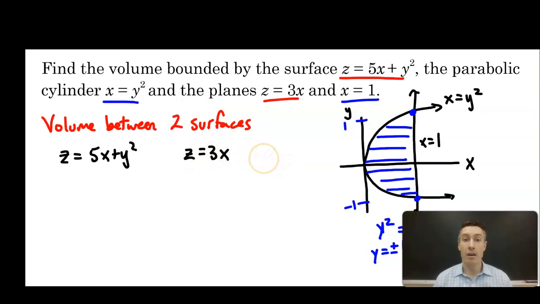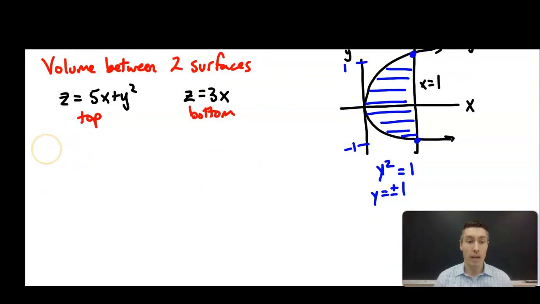So this does add another decision-making step, and that is deciding which of these surfaces is on top and which is on bottom over this region, because it could change elsewhere, but we're only focused on this particular region. So in this case, 5x plus y squared is going to be larger than 3x over this whole region. At times they'll be equal, right? At 0, 0, for instance, z would be 0 for both surfaces. Okay, but that means that this is going to be the top surface and this is going to be the bottom surface.